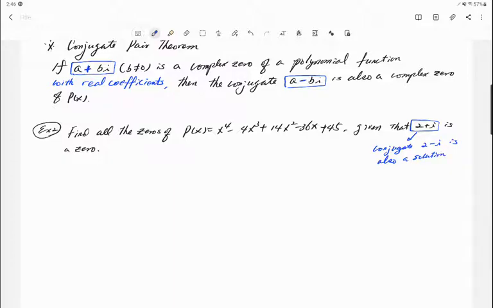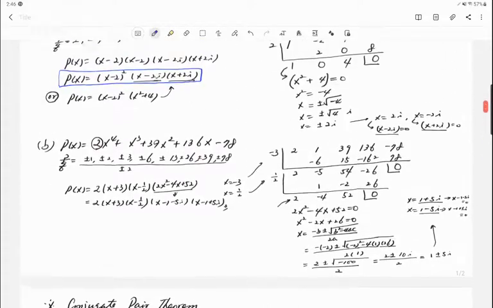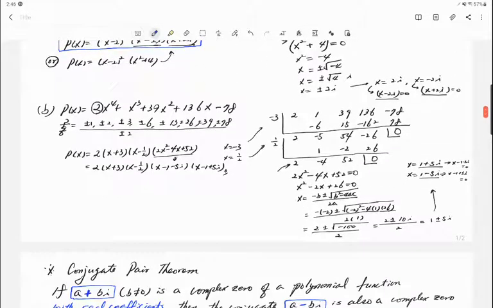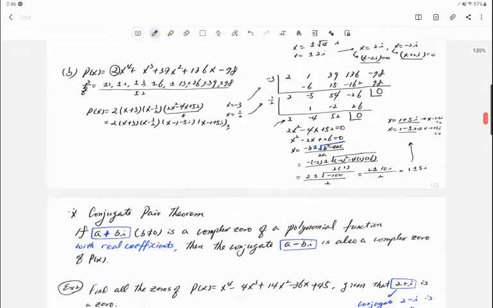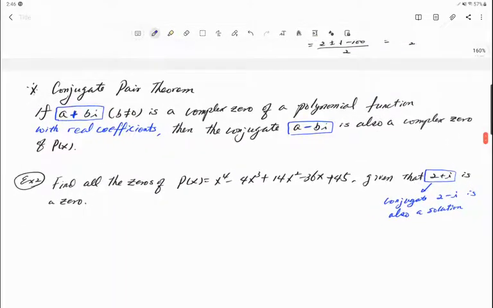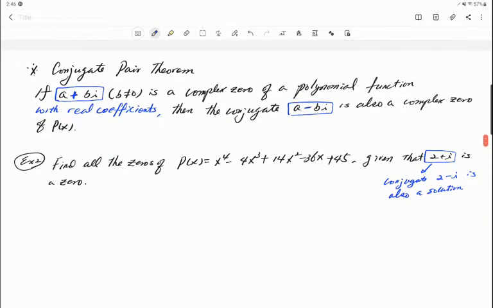Do you remember the irrational solutions? The quadratic formula gives you x equals negative b plus or minus the square root. If the square root contains a negative, it becomes an imaginary solution. So there are always plus and minus, two of them. So if the coefficients of the polynomial function are real numbers, then the conjugate is also a solution.